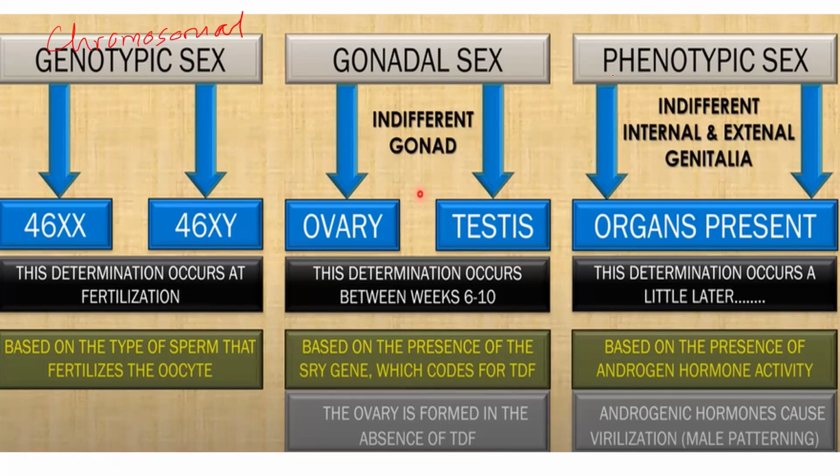The other name of phenotypic sex is the anatomical sex. Okay, so those are the three types of sex. The genotypic sex is determined during fertilization, and you are either 46XX, a genotypic female, or XY, a genotypic male. This is based on the type of sperm that fertilizes the oocyte during fertilization.